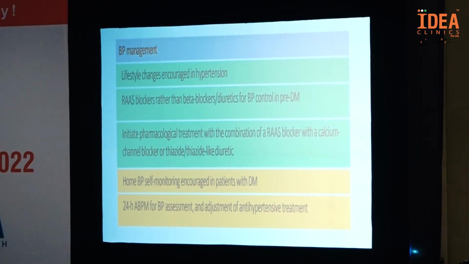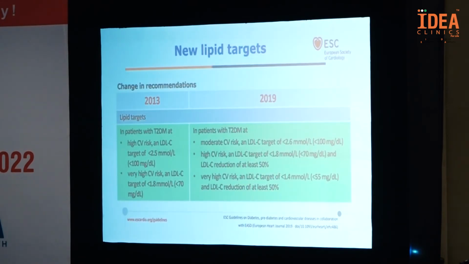So for BP management, we need lifestyle management, dietary control, and renin-angiotensin system blockers or ARBs as the first line drug, followed by calcium channel blockers. Based on the BP level, you can add second line drugs, and home BP monitoring is recommended.